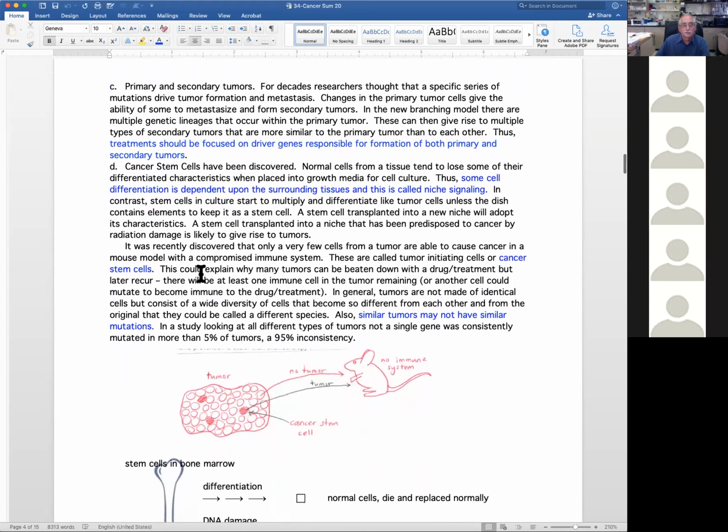Then we know about primary and secondary tumors, and what we really should be doing is the treatment should be focused on the driver genes responsible for formation of both primary and secondary tumors. So a primary tumor and a secondary tumor are probably genetically different. They're going to behave differently. So treatment for one is not necessarily going to be the treatment for the other. But what can you do to prevent a primary tumor from creating a secondary tumor?